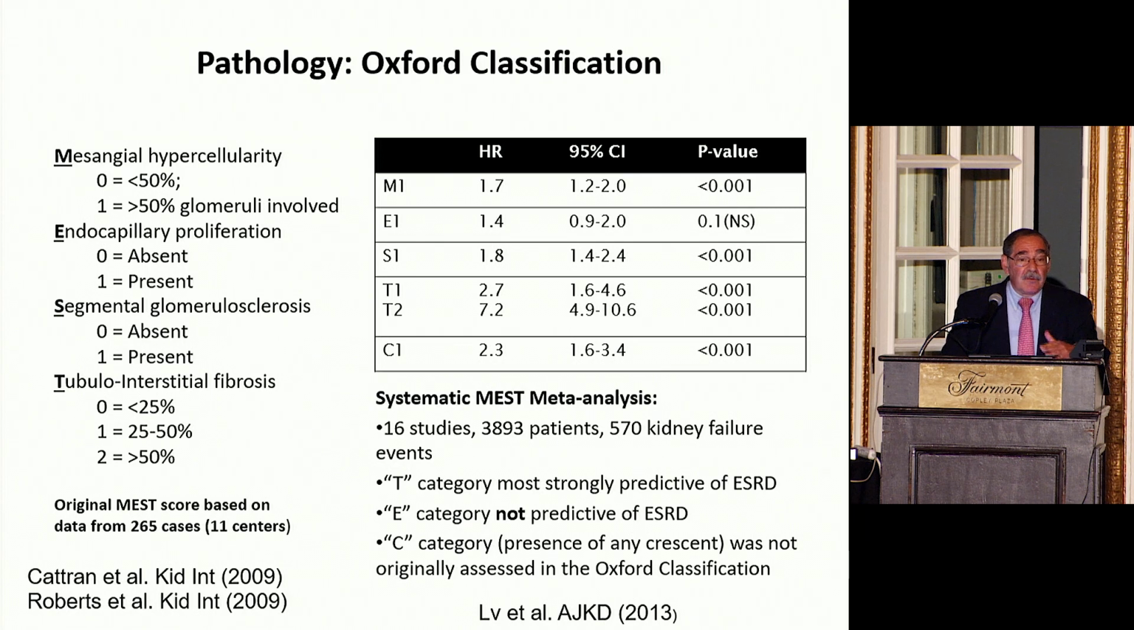So in this kid's biopsy, his MEST score is very good. He had 2 grams of proteinuria. The proteinuria is the thing that's really the problem.